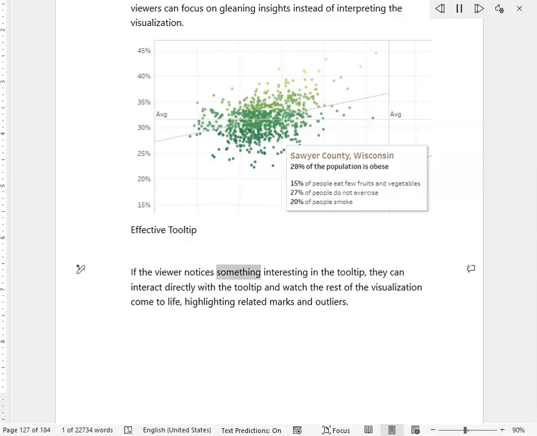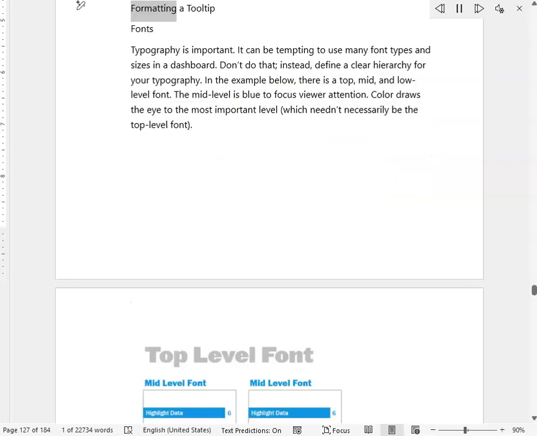If the viewer notices something interesting in the tooltip, they can interact directly with the tooltip and watch the rest of the visualization come to life, highlighting related marks and outliers. Formatting a tooltip. Fonts. Typography is important. It can be tempting to use many font types and sizes in a dashboard. Don't do that. Instead, define a clear hierarchy for your typography. In the example below, there is a top, mid, and low-level font. The mid-level is blue to focus viewer attention. Color draws the eye to the most important level, which needn't necessarily be the top-level font.